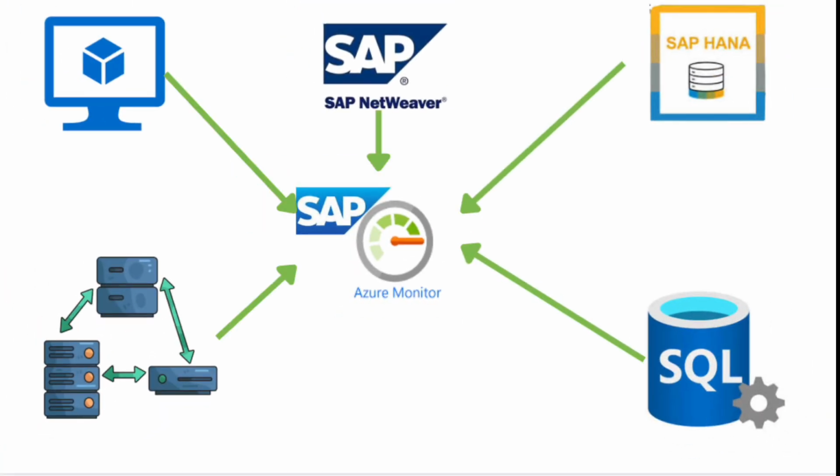AMS collects and visualizes data from multiple sources across your SAP landscape, including Azure's VM infrastructure, SAP HANA database, Microsoft SQL Server, high availability clusters, and SAP NetWeaver systems. AMS uses Log Analytics and workbooks to provide customizable dashboards, custom query language queries, and custom alerts, streamlining incident management by connecting SAP performance data with ticketing systems.